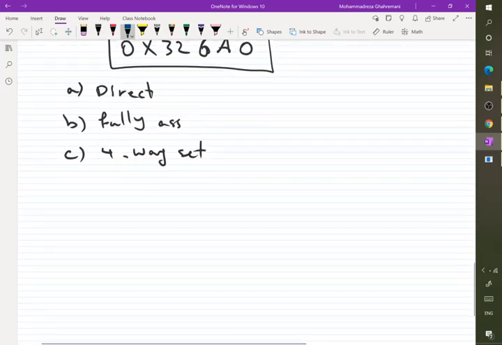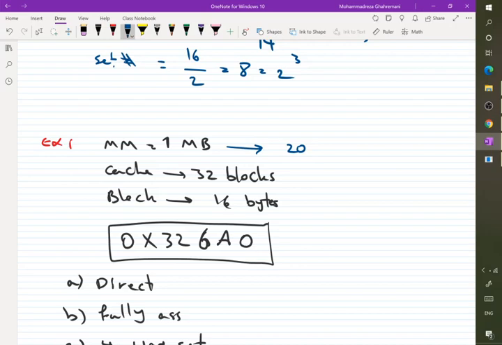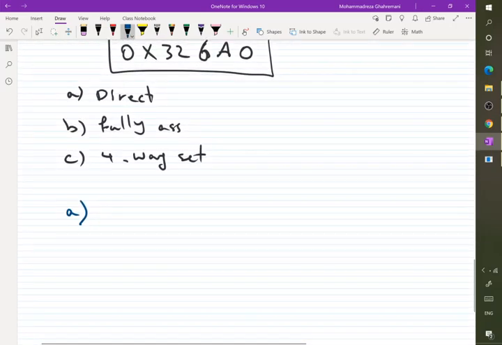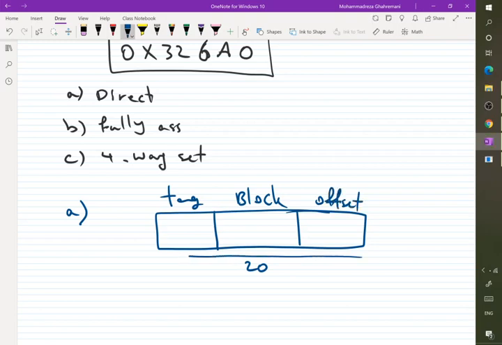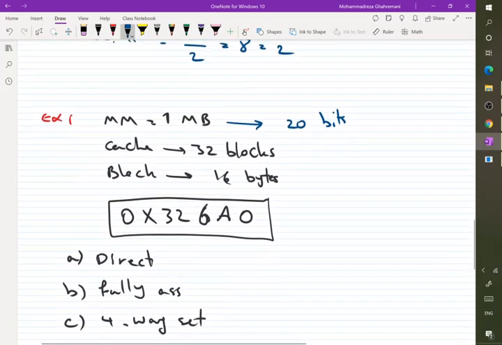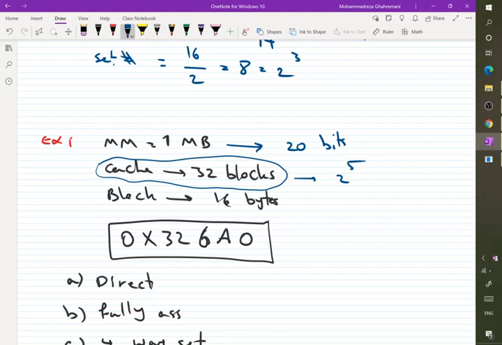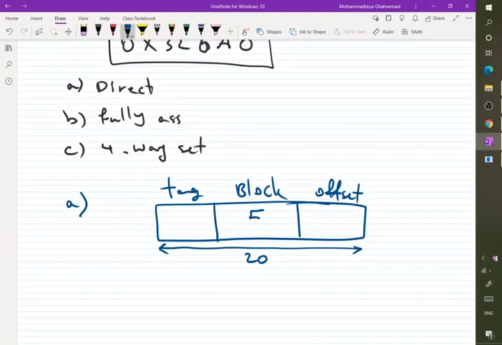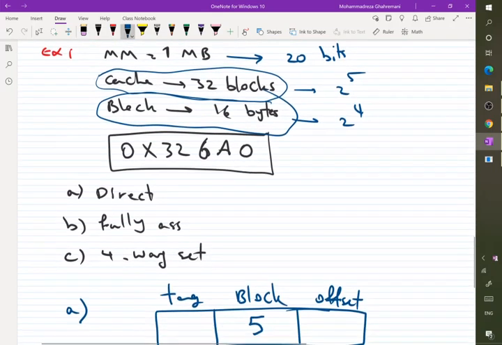For direct mapping, first of all, the main memory is 1 meg, so we have 20 bits for the entire address field. For direct mapping we have tag, block, and offset. Now the cache has 32 blocks. 32 blocks is 2 to the power of 5. In direct mapping, we need 5 bits to determine the block. The size of each block is 16 bytes, so we need 4 bits to determine the offset.